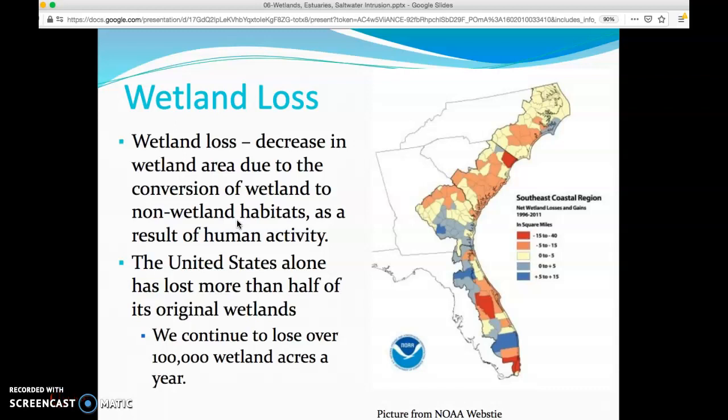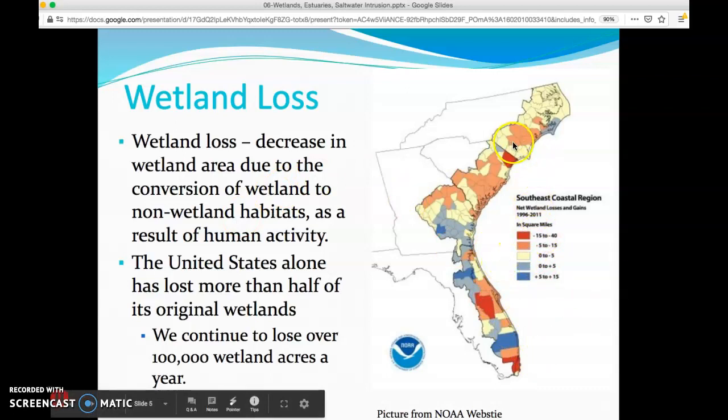But the United States alone has lost more than half of its original wetlands, so we continue to lose over 1,000 wetland acres a year, which is a huge deal. So if you are looking at my little chart right here about wetland loss, we are in Bladen County, and we are losing about 5 to 15 square miles of wetland in Bladen County.